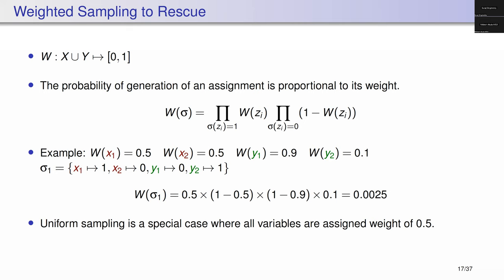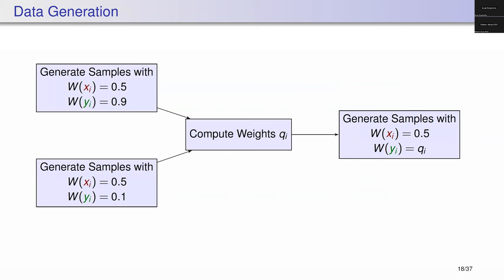So what do we do? Here's a heuristic that we came up with, but there's a lot to do even in trying to prove the optimality of the strategy and so on. But I'll tell you what we came up with. We initially generate samples by biasing every y variable towards 1. And then we also generate a set of samples by biasing every y variable towards 0. For x variables, we say uniform distribution is fine.